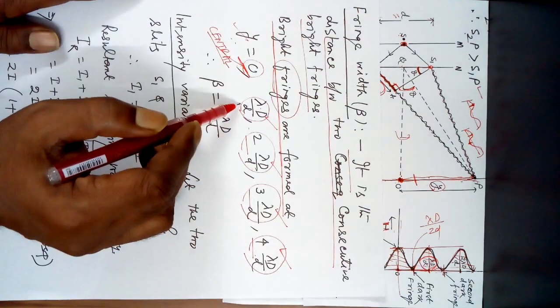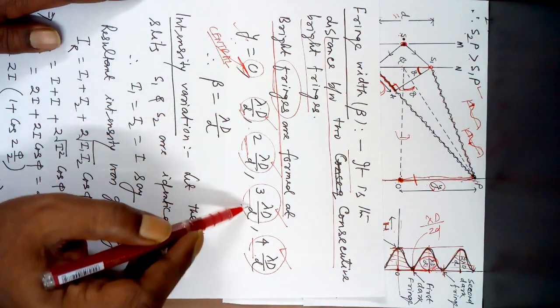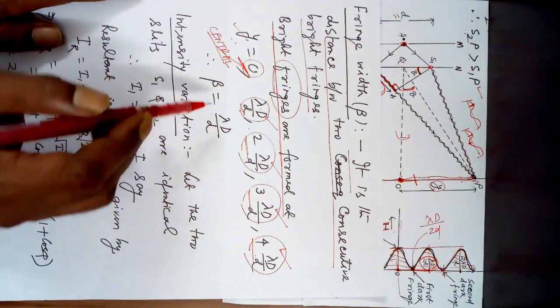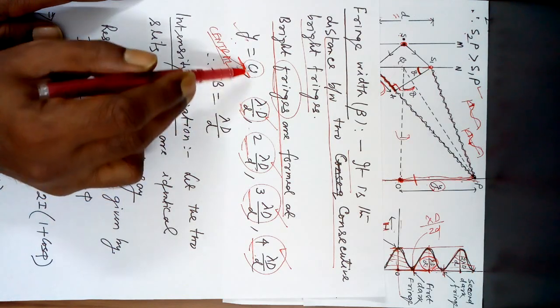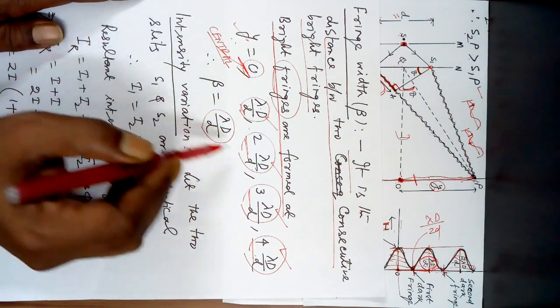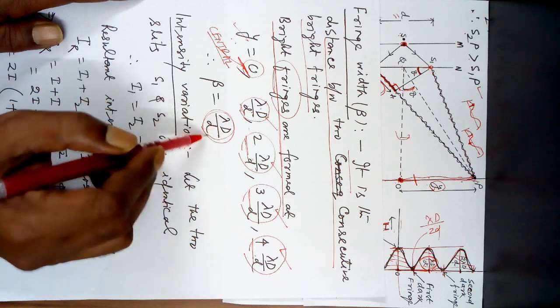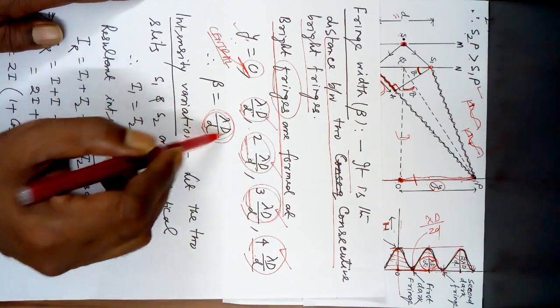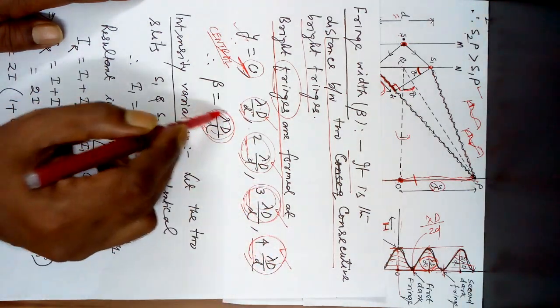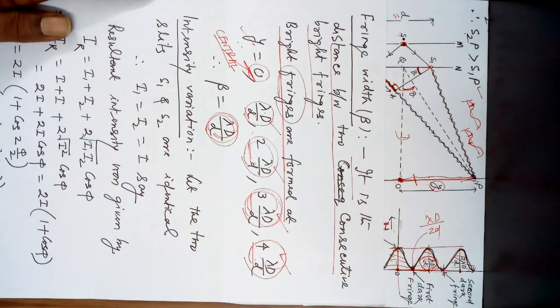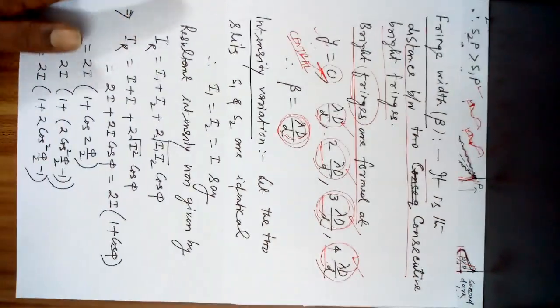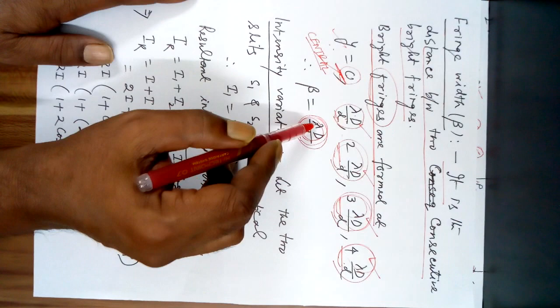And then this is called first bright fringe, second, third bright, fourth. So what is the two consecutive? This minus this is this. Also this minus this is also this. Also this minus this, also this. Also this minus this, also this. Means all bright fringes are of equal width. That is called the fringe width. That is equal to lambda capital D over small d.